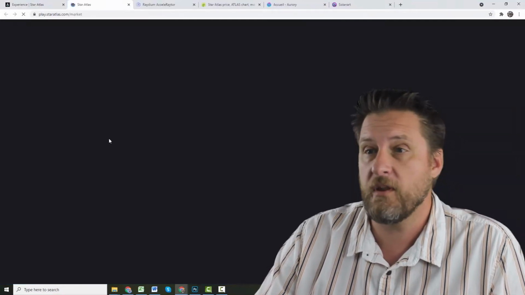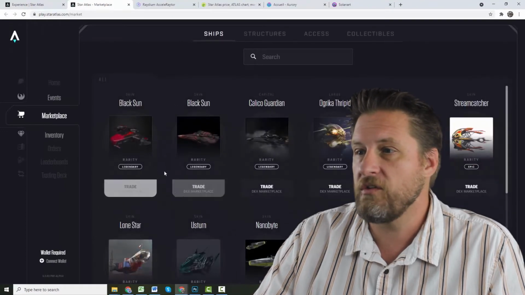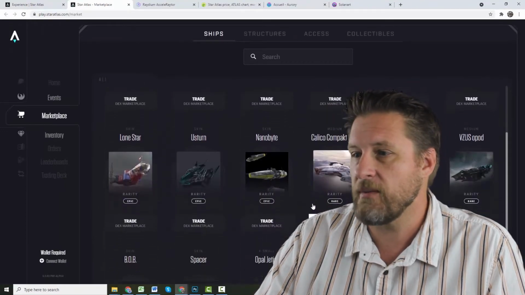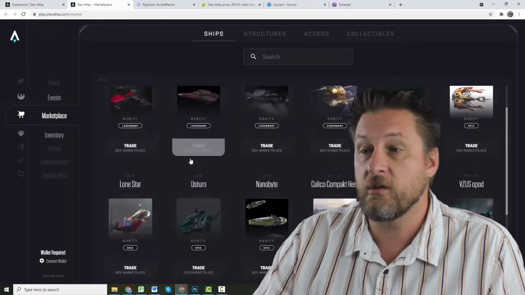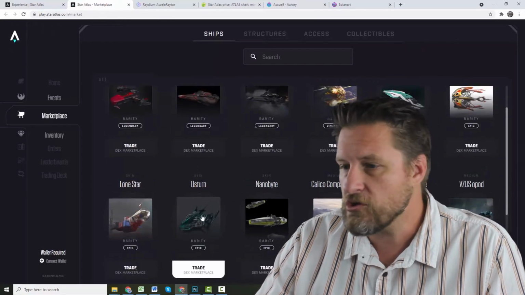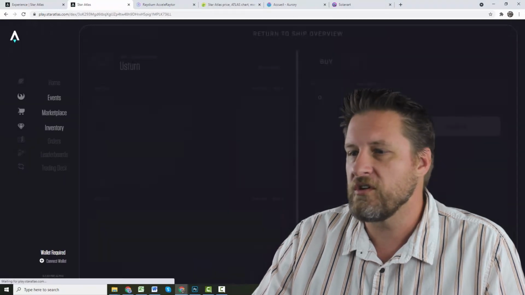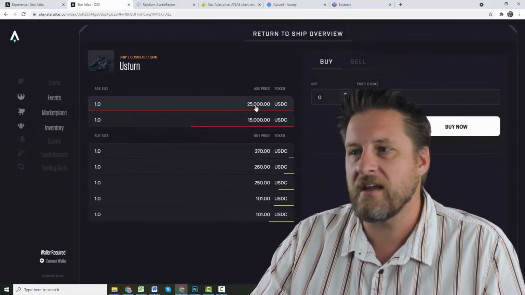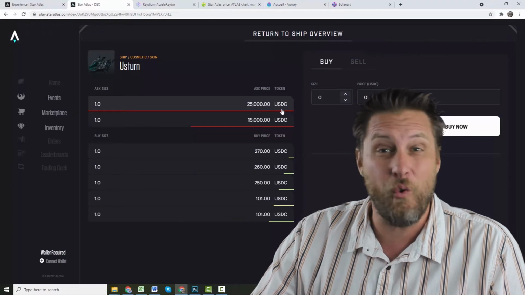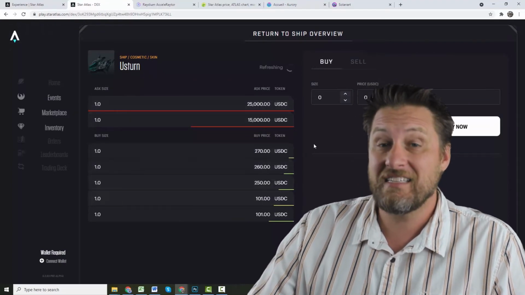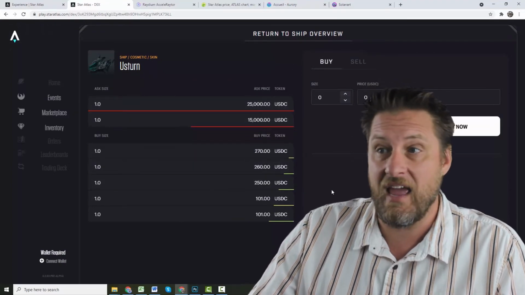If you jump into the play here, you can see there are all these different wild and crazy ships, and they're going to be going on sale. There have already been posters that have gone on sale, but some of these, 72 of this ship, are going to be available. They're talking about prices of 25,000 USD coins that people are spending. So there's serious money going into this game.